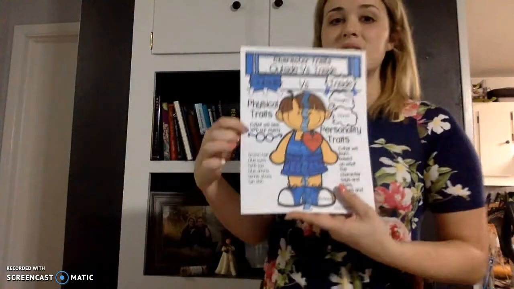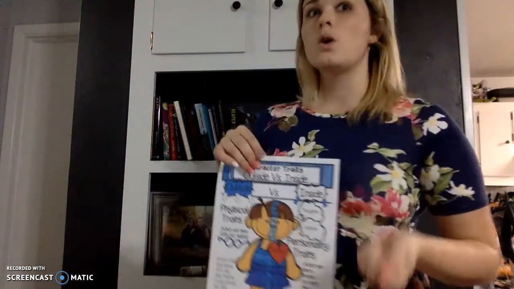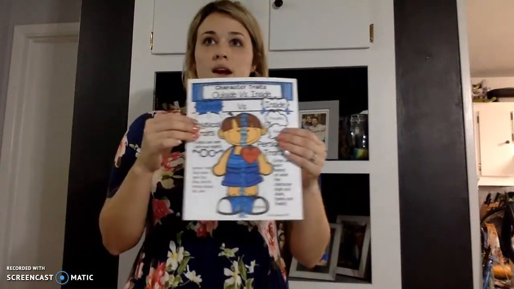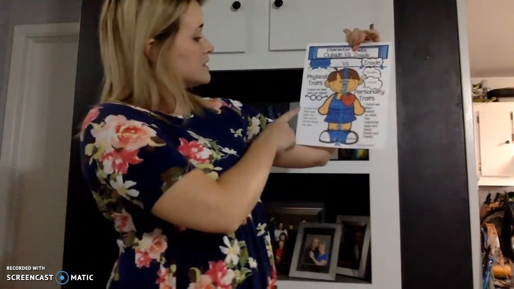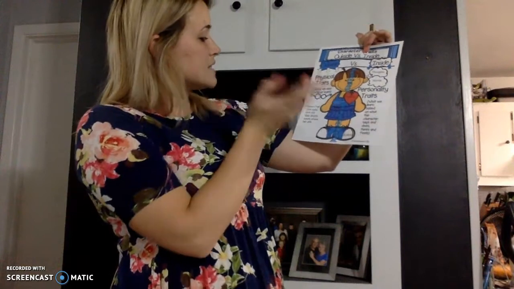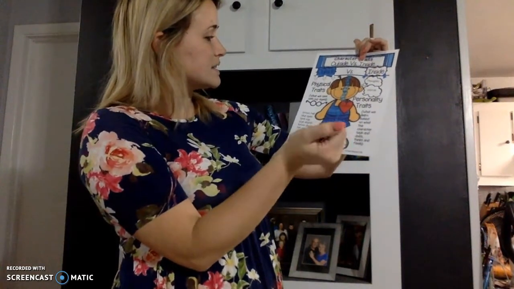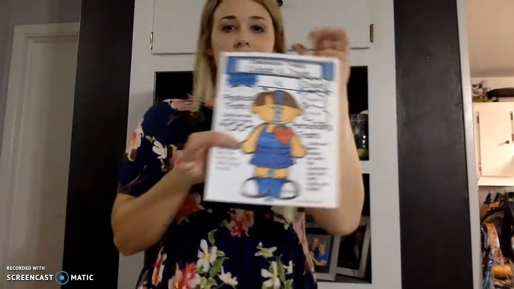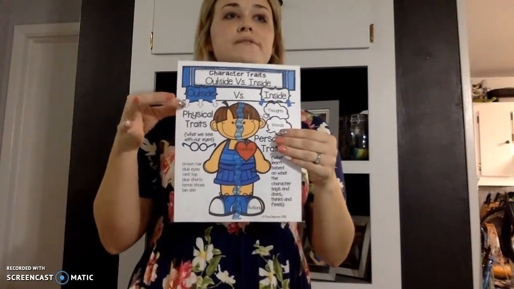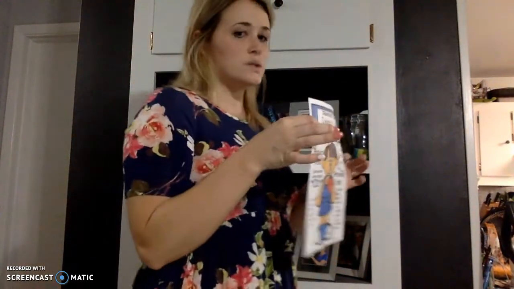And it says what we see with our eyes. So you're going to look at your table partner and you're going to tell them what you see about them with your eyes. So it could be you have on a red shirt, or you have blue eyes, or you have brown hair and freckles. All right, I like what I'm hearing. Very nice. And down here it just says brown hair, blue eyes, tank top, blue shorts, tennis shoes, and tan skin. And that's what this person is wearing right here. So those are going to be our physical traits, or what we see on the outside.